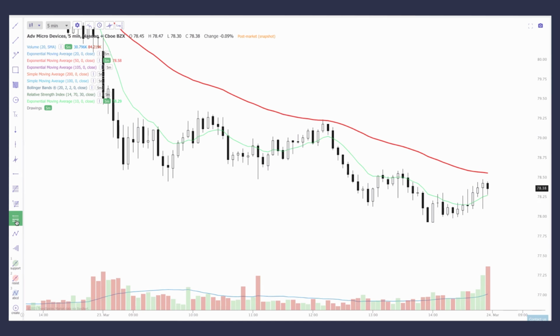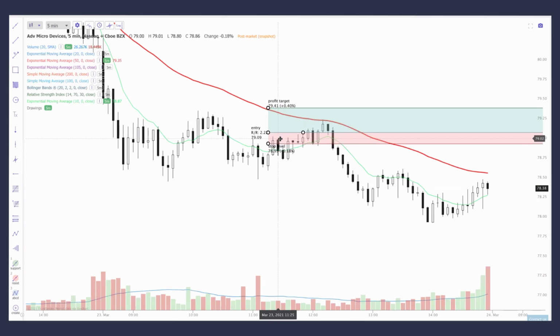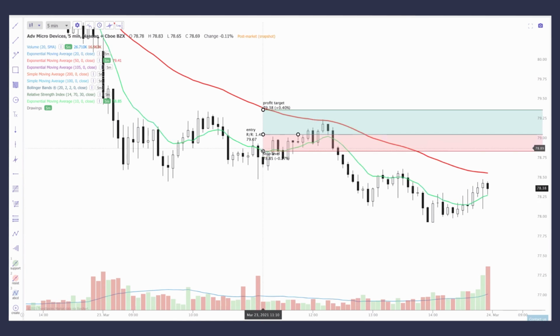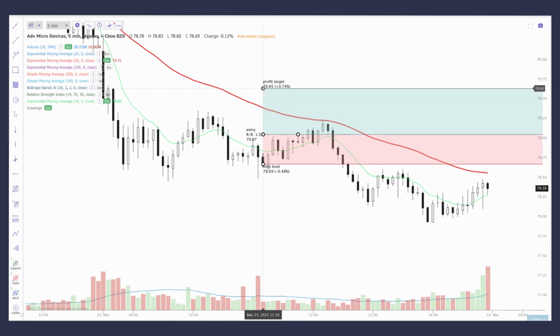And remember, for those who want to use this R approach, you can use the risk reward tool in TrendSpider, and it outlines everything for you. You can easily move your stop level, your entry, and your profit target within the system, so you don't have to do that manually.